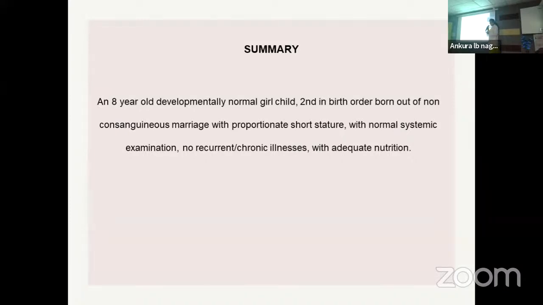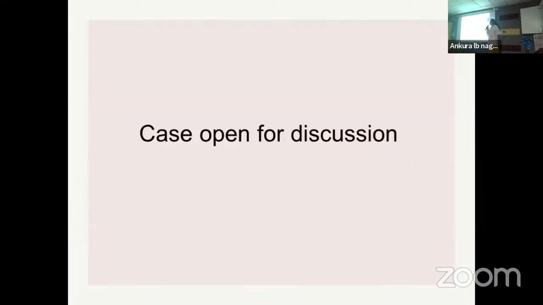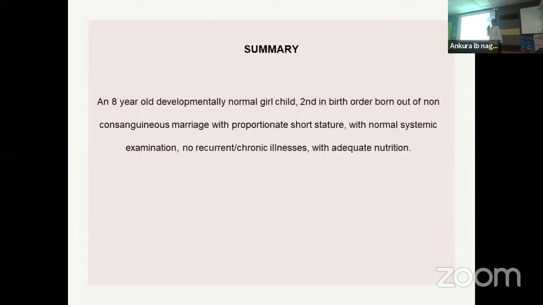Okay, the case is open for discussion. Anybody wants to discuss? Any postgraduates from Paramita Hospital? Approach to short stature? Anyone want to volunteer from Ankur Hospital? For want of time, let's proceed.